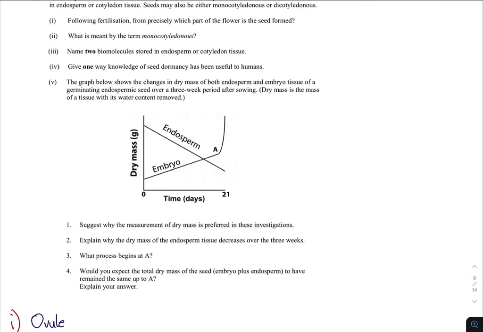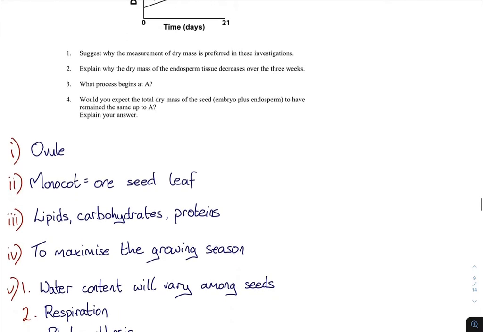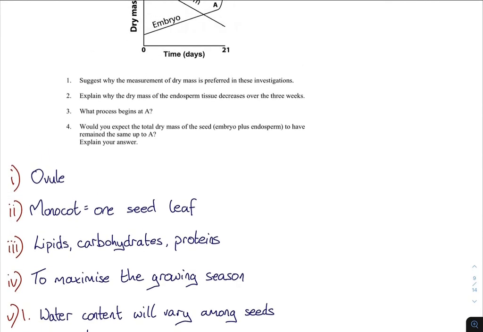So why do they use dry mass, and why don't they just say the mass of the seed? Well, the problem here is if you use the mass of the seed, you're also including the water mass in that, which is actually a problem because the water mass will be different for different seeds, even the same type of seed. It just depends if one seed got more water than the other one. So it's important to make sure that we get rid of any water in it. So water content will vary among seeds. If you want this to be a fair investigation, you need to make sure the water is gone.